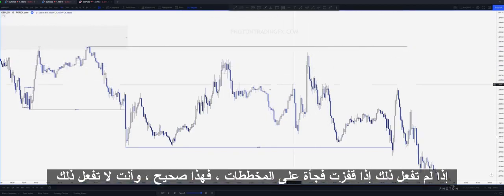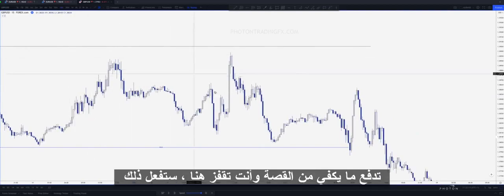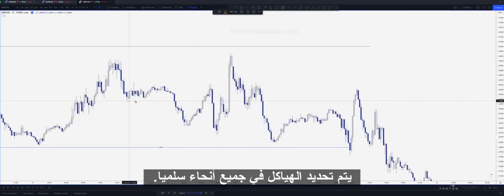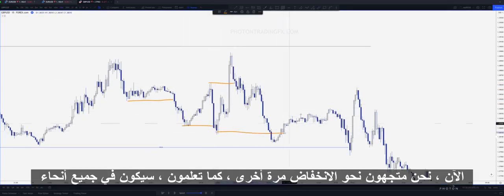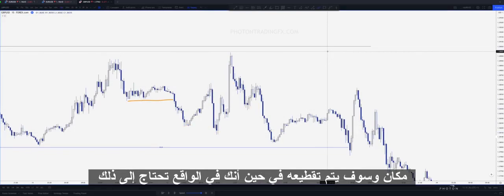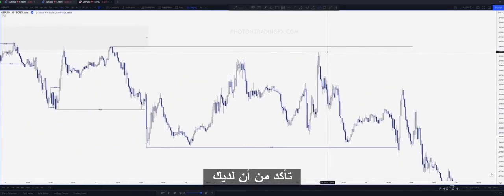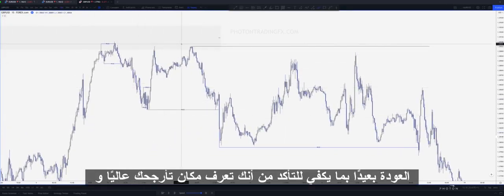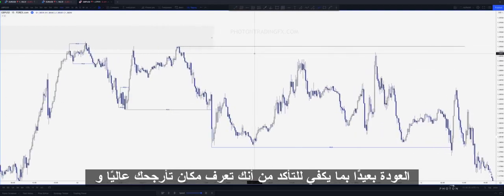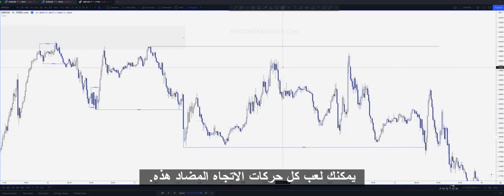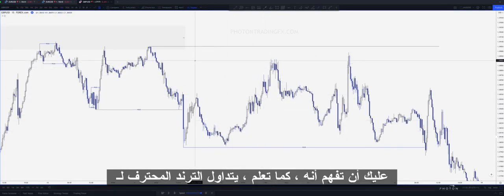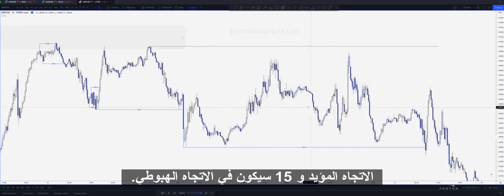If you suddenly jump on the charts and you don't paint enough of the story, you're going to be defining the structures all over the place. Like, okay, we're bearish, now we're bullish, now we're bearish again. You're just going to get chopped around, when actually you need to make sure you have gone back far enough to know where your swing high and your swing low is. So this whole time when price is pulling back, you can play all of these counter trend moves, but you have to understand that the pro trend direction, the pro M15 trend, is going to be to the downside.